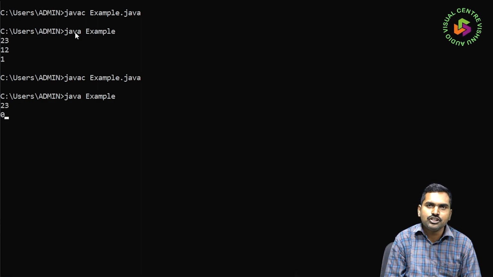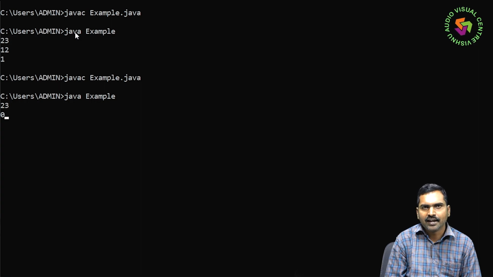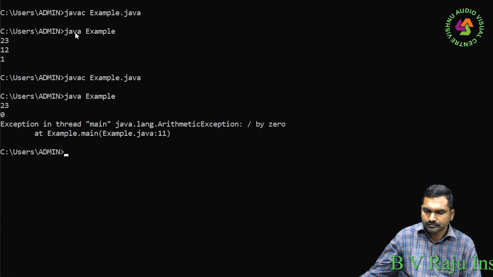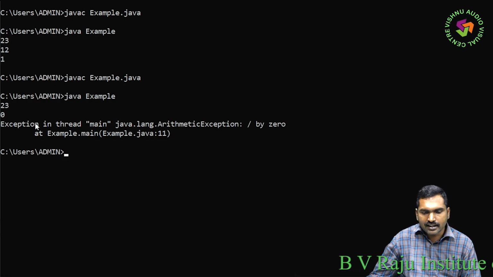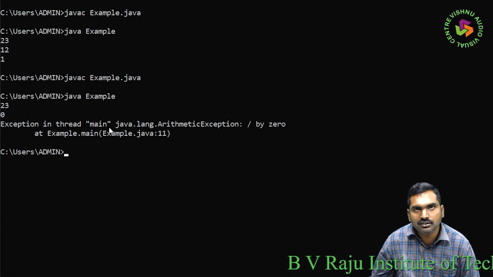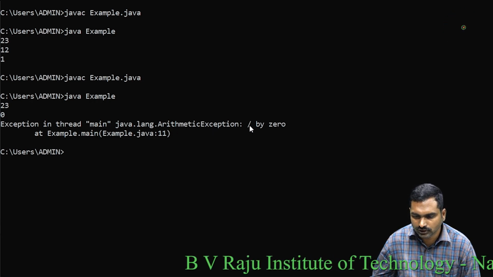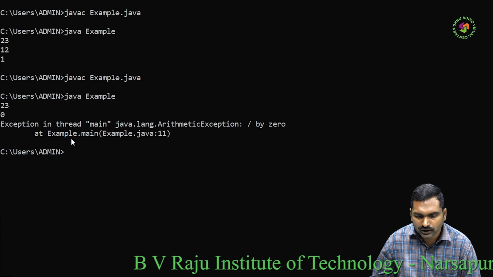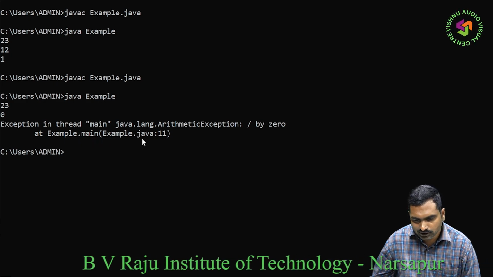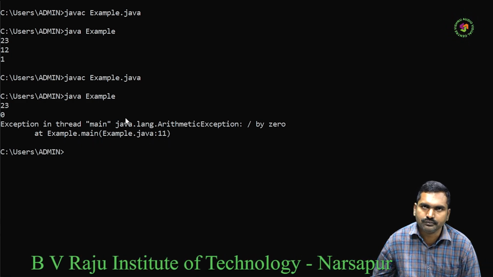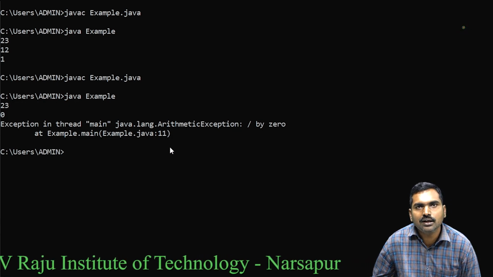So 23 by 0 is possible? No. So now it will raise an exception, arithmetic exception. See, it writes: exception in thread main java.lang.ArithmeticException: divide by 0 at example.main(example.java:11). So this is a system error message.